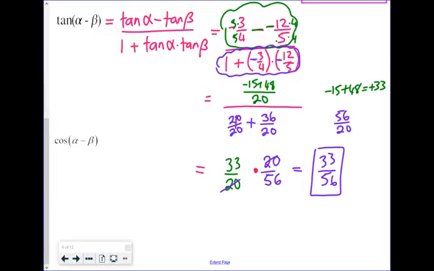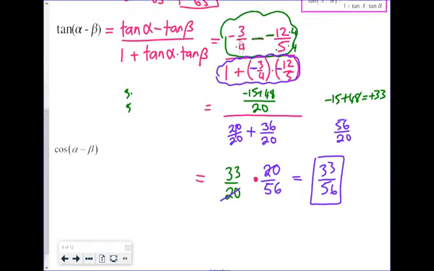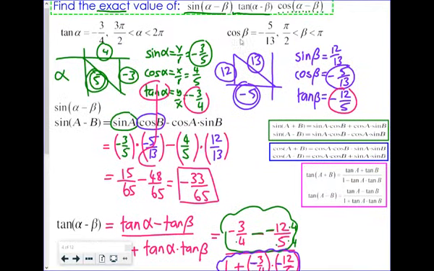Where did I get the values for alpha and beta? I didn't. I don't know how big alpha and beta are. I didn't get an answer for alpha and beta. I got an answer for tangent of alpha and tangent of beta. I know the tangent of alpha is negative 3/4 because I did it up here.